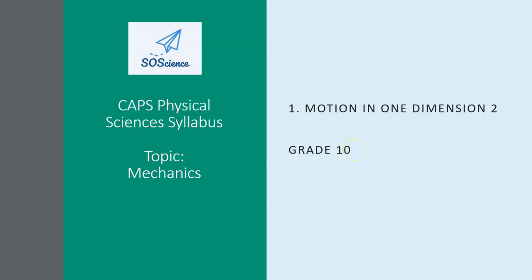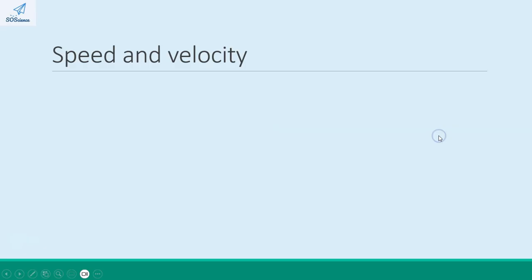Hello, grade 10s, and welcome back to the next lesson, lesson 2 of motion in one dimension. In the last lesson, we looked at the difference between distance and displacement. And now we are going to look at the difference between speed and velocity.